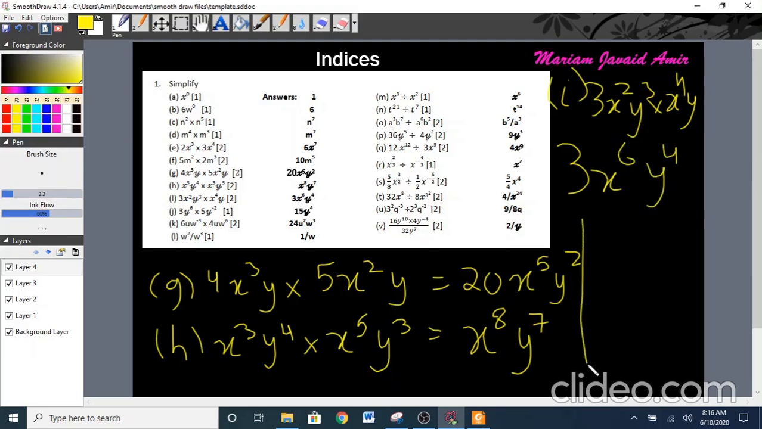For part J, 3y^6 times 5y power minus 2. So we get 3 times 5 is 15, and y power 6 plus minus 2 is simply 4. So y power 4.